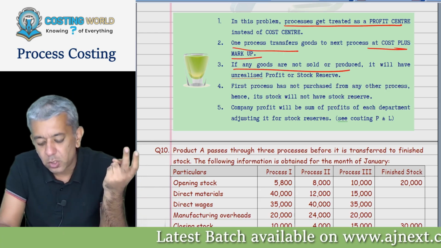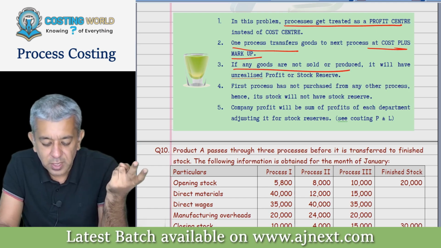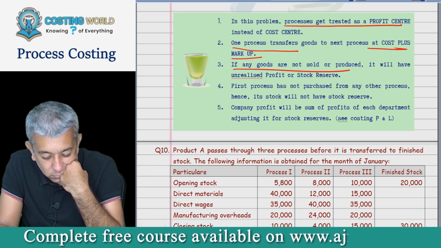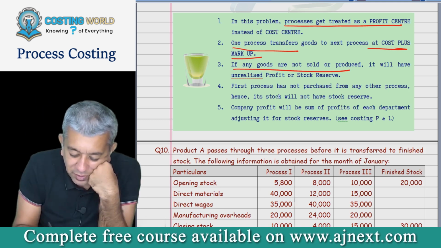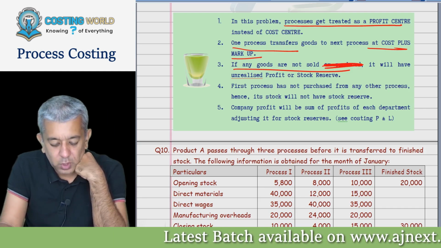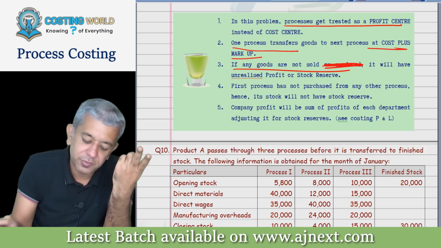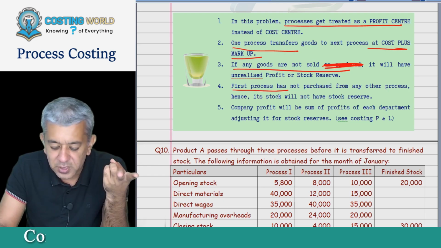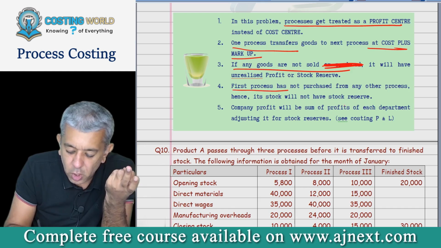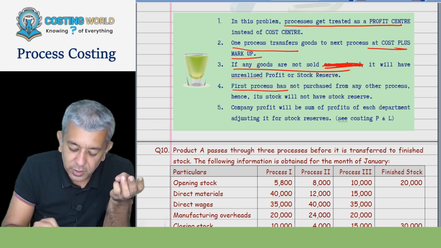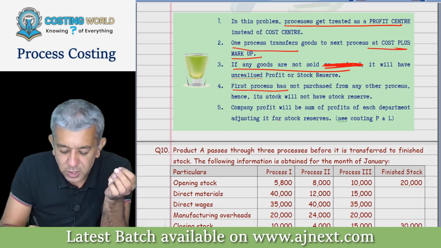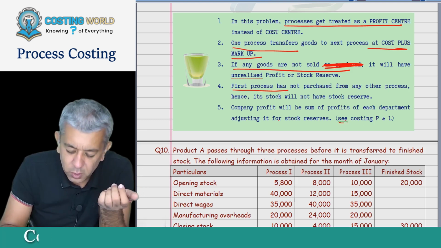If any goods are not sold or produced, it will have unrealized profit or stock reserve. Fourth, the first process has not purchased from any other process. Hence, its stock will not have stock reserve. You all are aware of that. We did not have it also. Company's profit will be the sum of the profits of each department, adjusting it for stock reserve. And that is what we all did in our costing P&L account also.